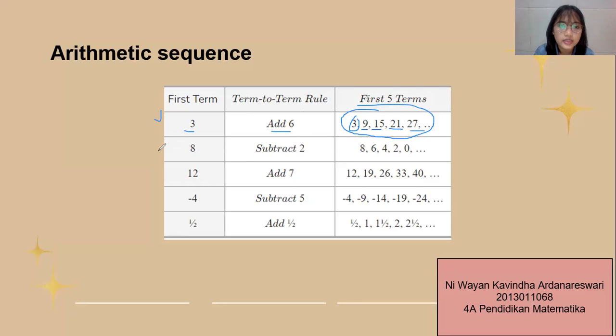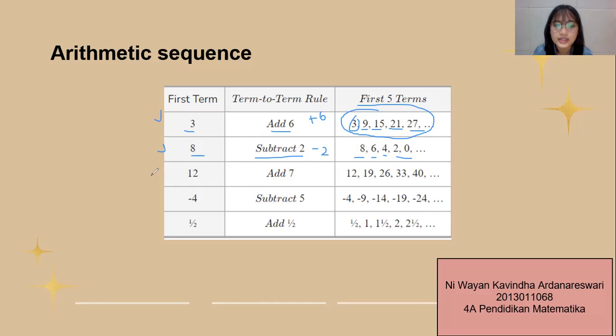Now the next column, where the first term is 8 and the term rule is subtract 2. So for the first 5 terms, we get 8, subtract 2 is equal to 6, and 6 subtract 2 is 4. 4 subtract 2 is 2, and 2 subtract 2 is 0. So for the second column, the first 5 terms are 8, 6, 4, 2, and 0.